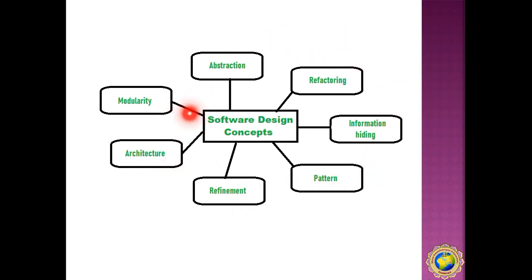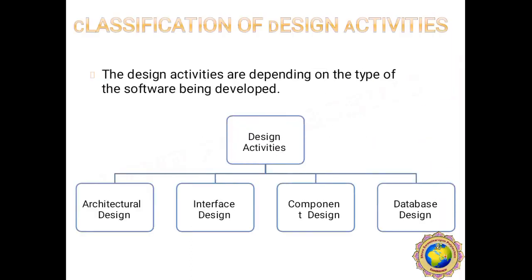Here is the software design concept. First of all, abstraction of software, then refactoring, then information hiding, pattern, refinement, architecture and modularity. All these concepts are very important for the design process of software. This is our figure, and we can also say it shows the architecture of the software design process. Okay, next, classification of design activities.